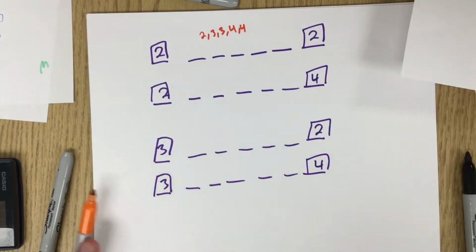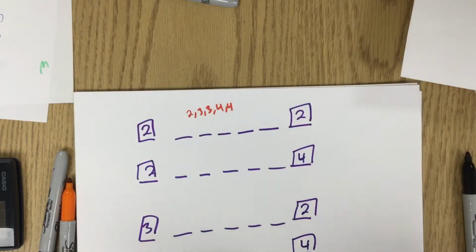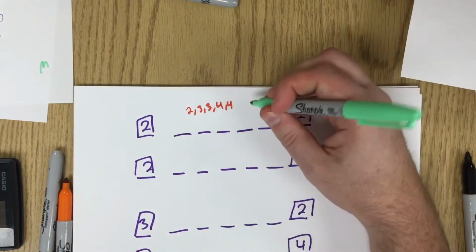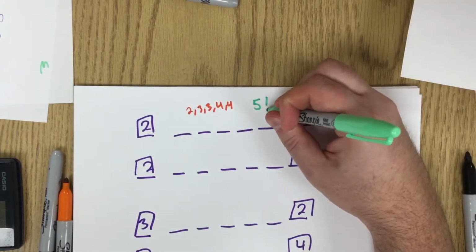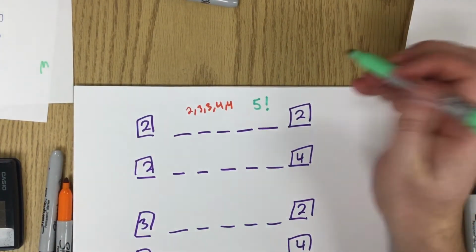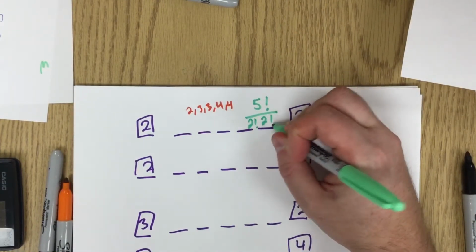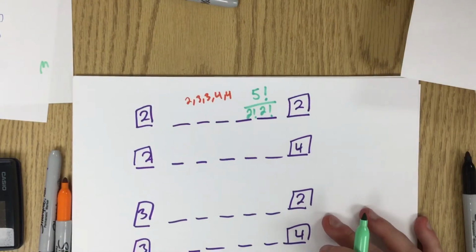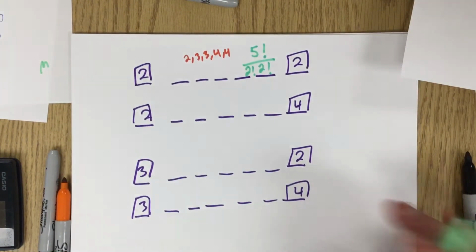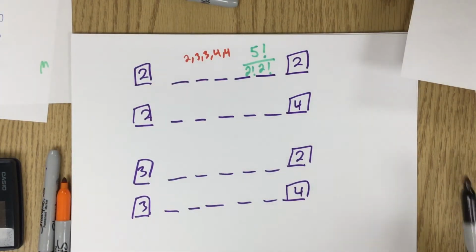Now how many ways are there of arranging that one? Well, that's going to be 5 numbers, so there's 5 factorial ways of doing that. And then there's 2 3s and 2 4s, so divided by 2 factorial, 2 factorial.